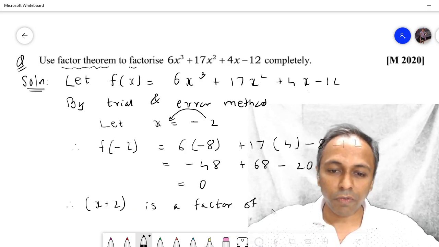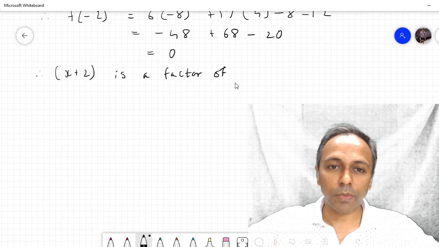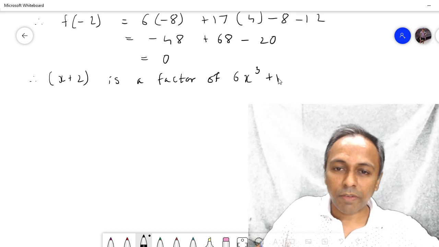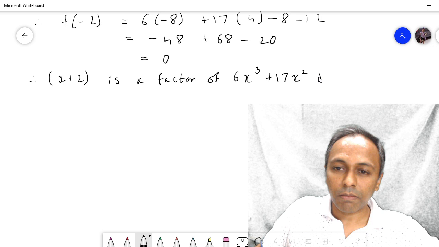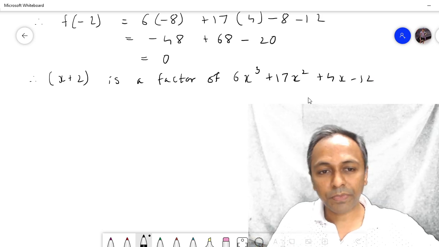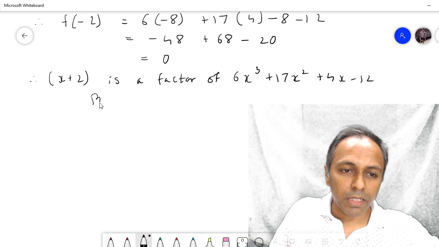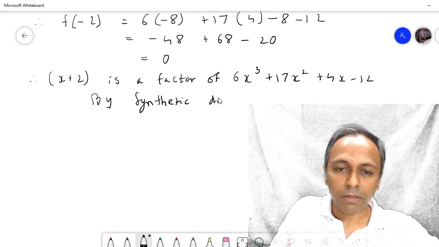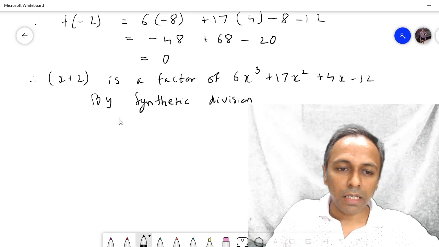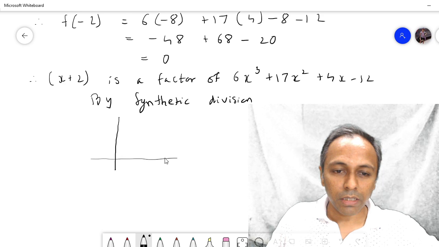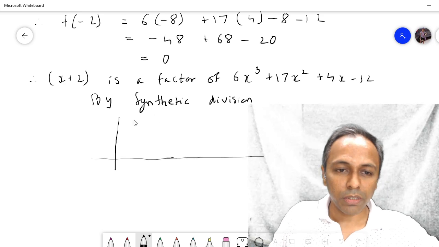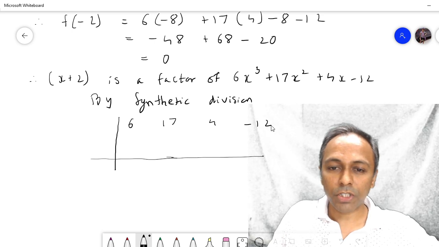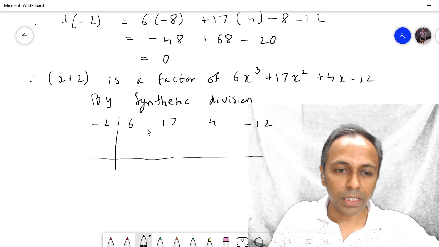of your polynomial. What is the polynomial? 6x cube plus 17x square plus 4x minus 12. अब क्या करेंगे, सिंथेटिक डिविजन कर लेते हैं. देखो, by synthetic division, and ये रहा हमारा यूजुअल अप्रोच: 6, leave space, 17, 4 एंड -12 एंड यहाँ हमें -2 लिखना.